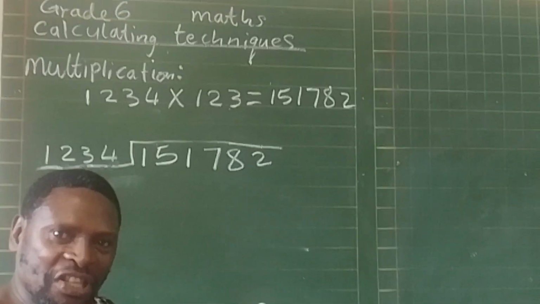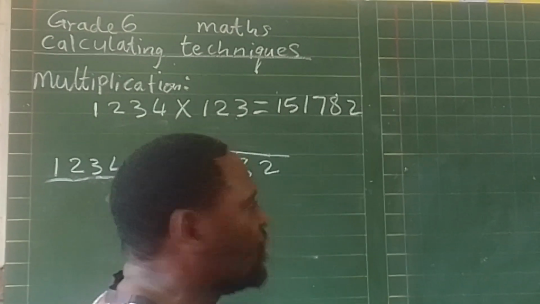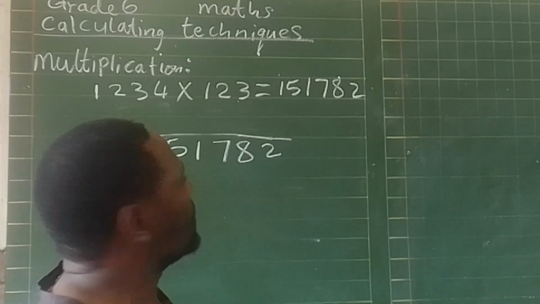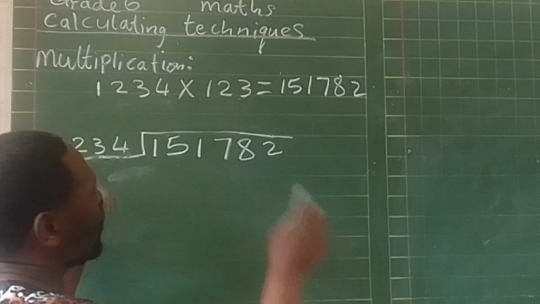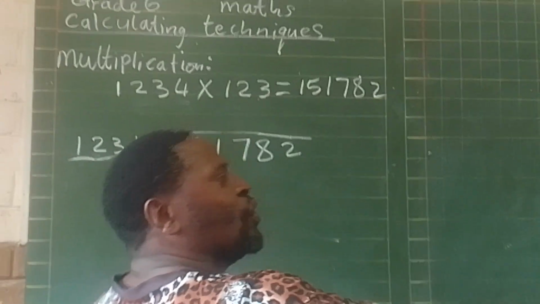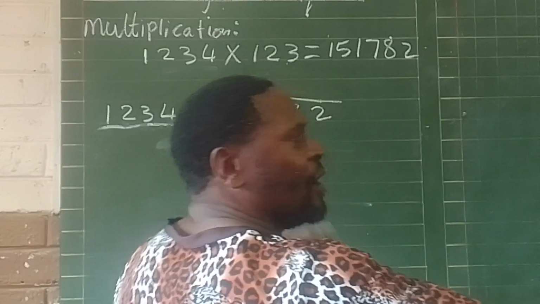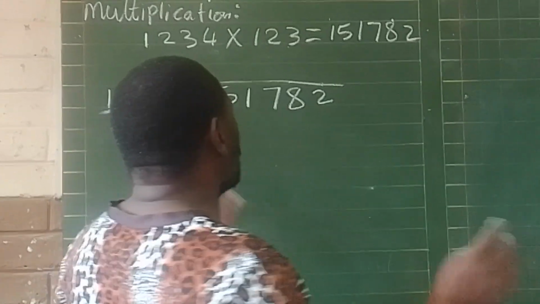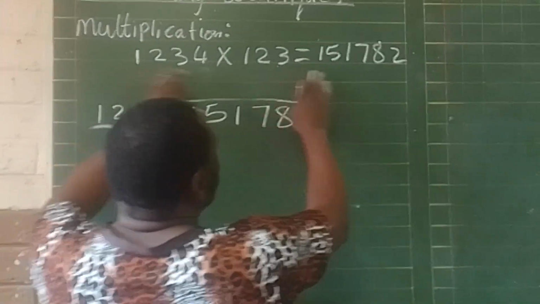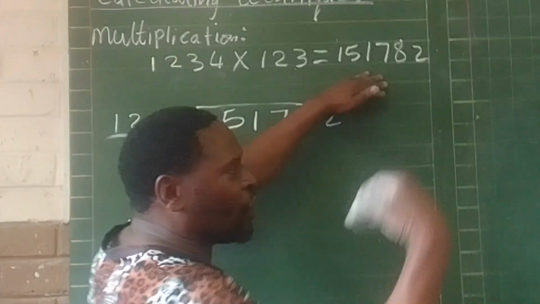And multiplication is the inverse operation of division. So when you go forward to divide, when you go back you multiply. Or when you go forward to multiply, when you go back you divide. It's one and the same thing. So when you take this number, you multiply in the column.